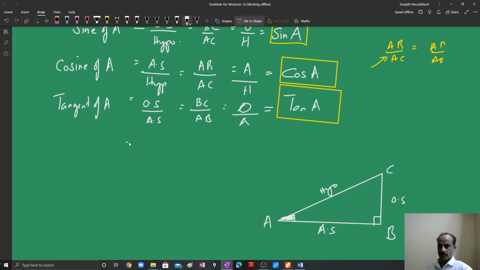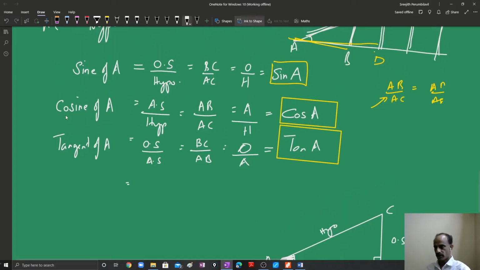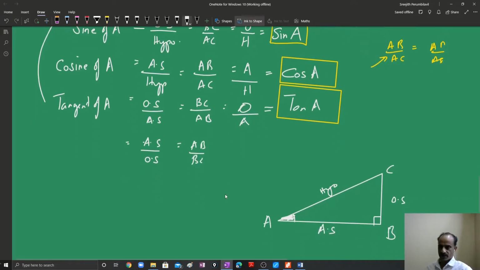Now the next ratio is the reciprocal of what we wrote. I'm making different ratios in reverse. This was opposite side by adjacent side; now adjacent side by opposite side, that is AB divided by BC. We call it cotangent of A, the first three letters COT, cot A.